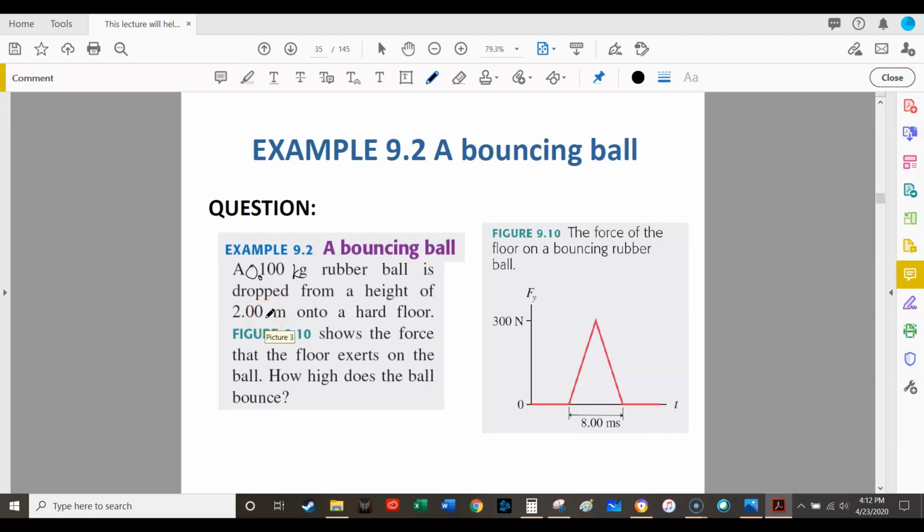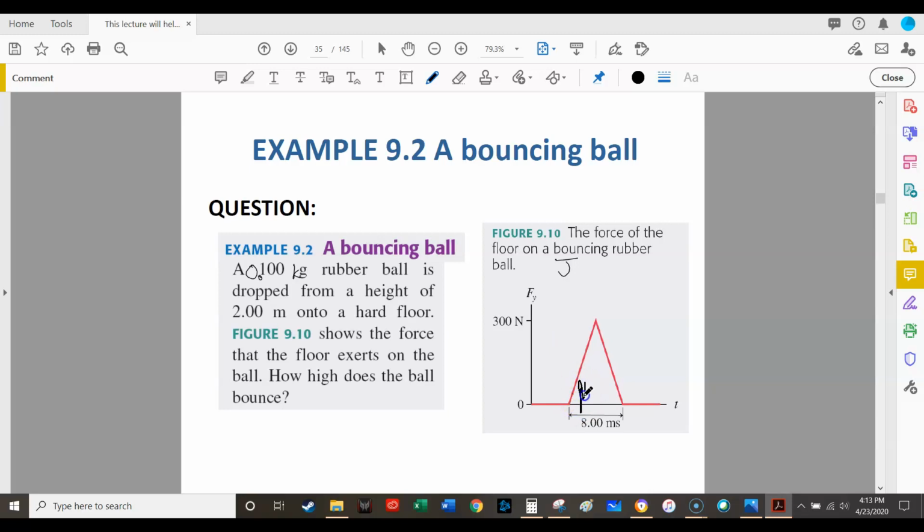Okay, and to the right it shows you force versus time. So this is the J vector, right? And it says how high does a ball bounce? Okay, so this is a very complex problem. Very cool. I like it. So a ball is being dropped onto the floor, and they give you this as the impulse, right?